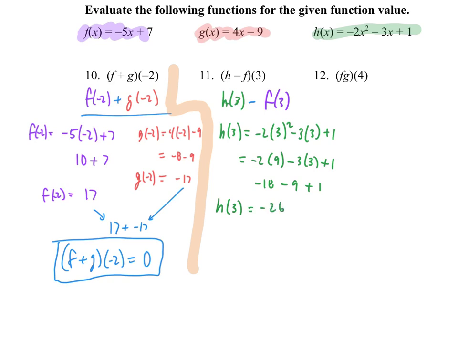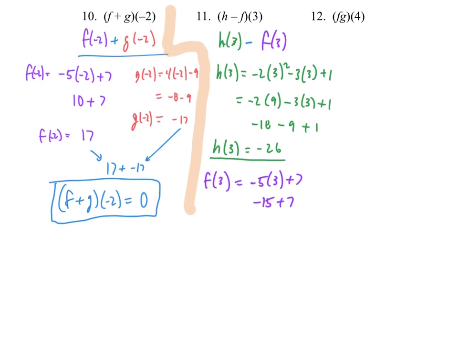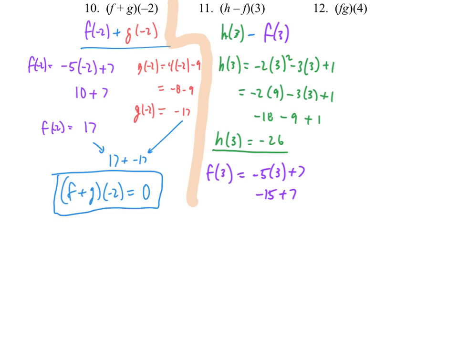Now below that, instead of next to it, I'm going to do the f part. I'm just going to keep that, underline that so I don't lose it, and do the f part below it. So f of 3. Go back up to f. That'd be negative 5 times 3 plus 7. Of course, negative 5 times 3 is negative 15 plus 7. Negative 15 plus 7 is negative 8. So f of 3 equals negative 8.